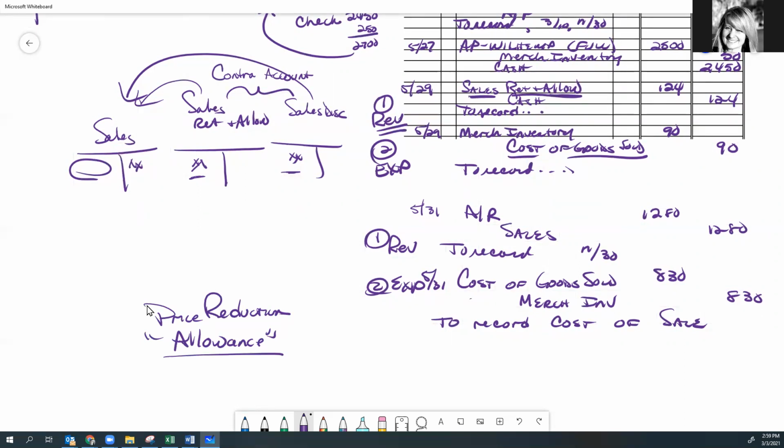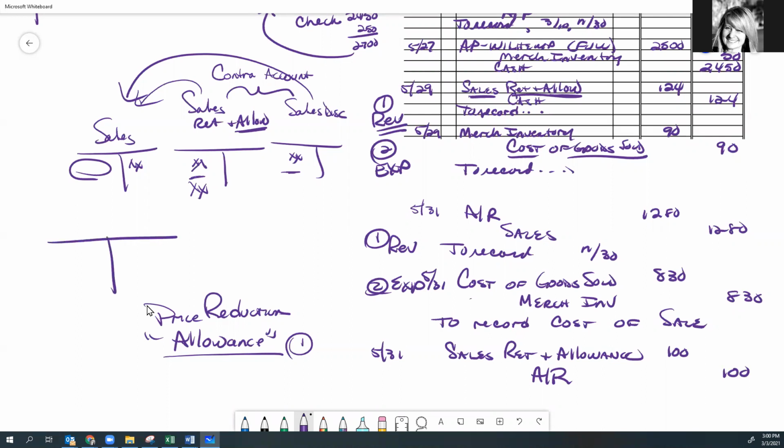When we have an allowance, which is just a price reduction, let's say that happened on 5/31, we only have 1 journal entry for an allowance. We still have to debit sales returns and allowances because we just reduced the prices for our customer. And that is the allowance piece, but it's still a debit. So we're going to debit that $100, and they are going to take that off the bill. They have not paid their receivable yet. So we are going to credit their accounts receivable $100 and make it go down.